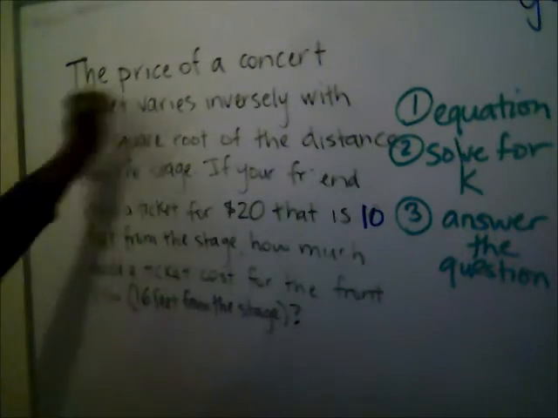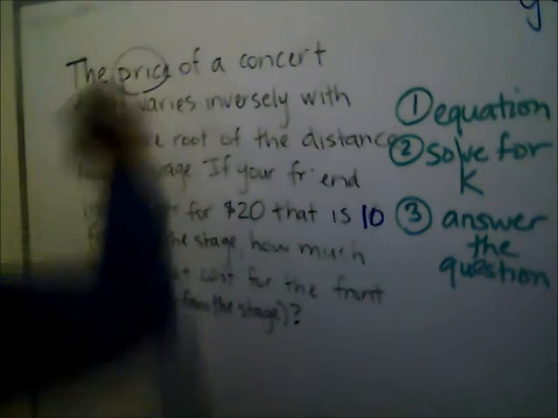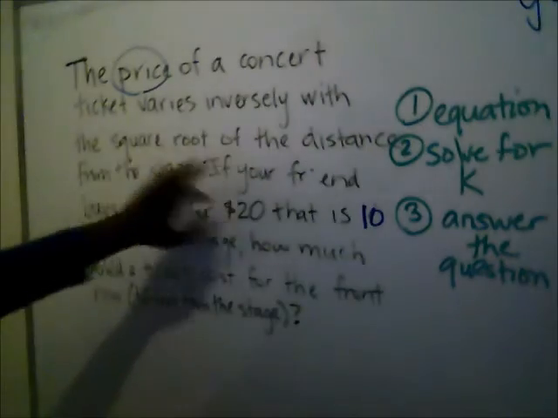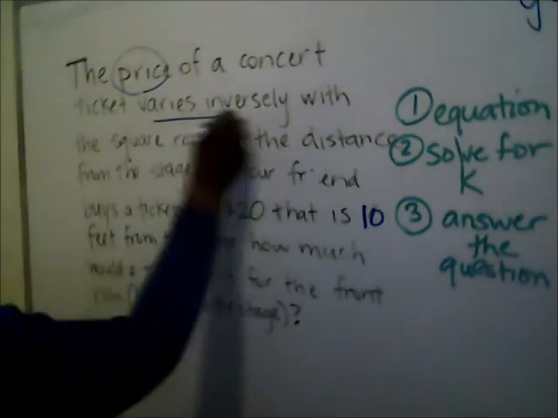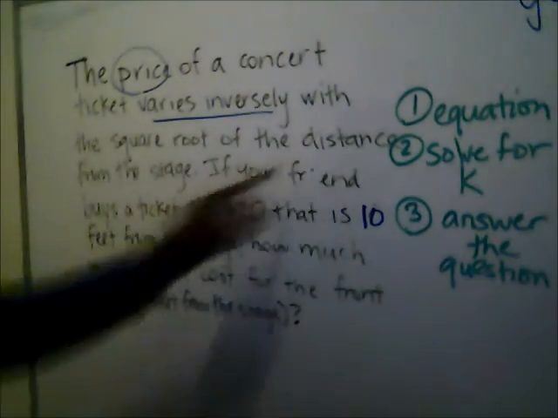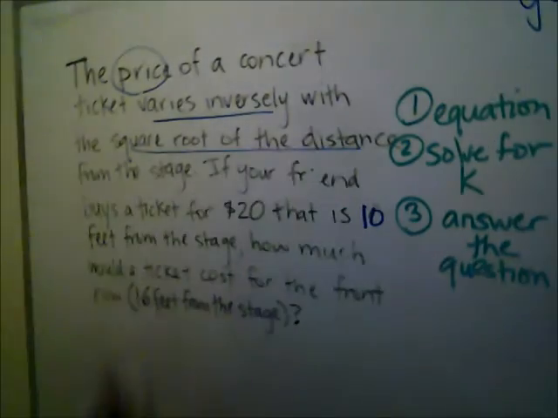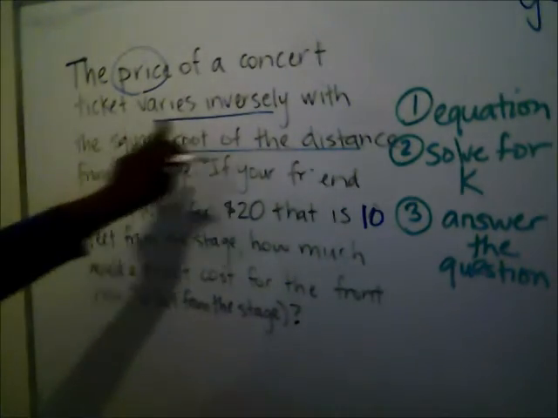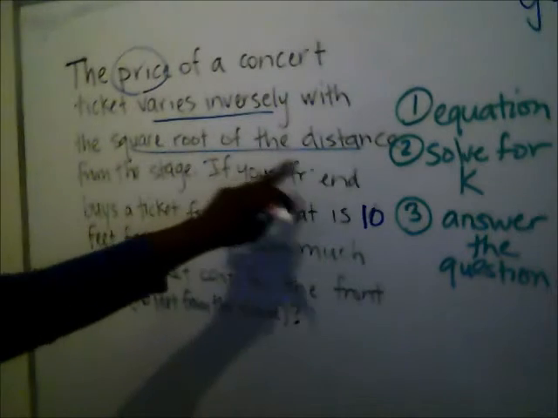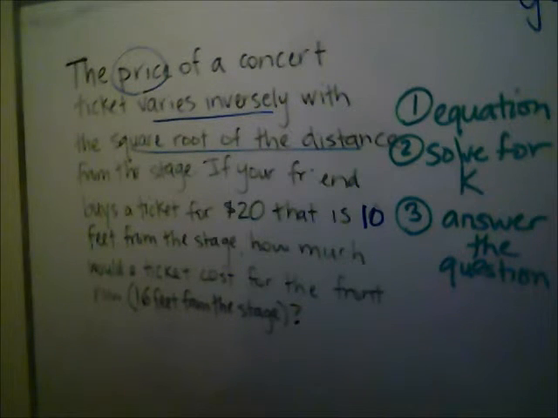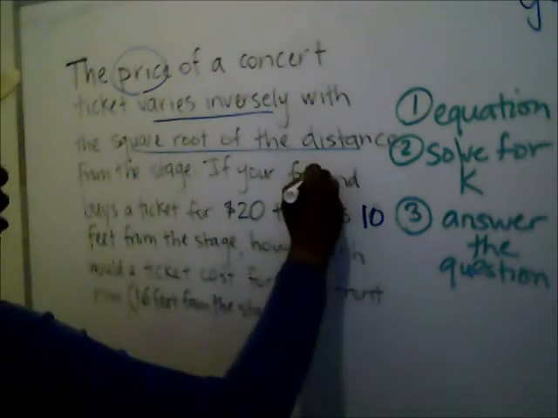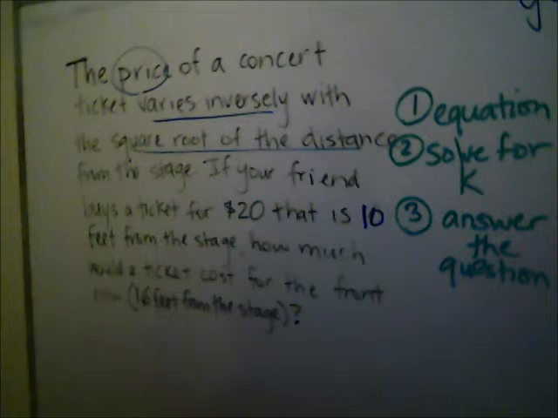Okay. So the price, this is going to be one of our variables more than likely. The price of a concert ticket varies inversely with the square root of the distance. That's going to be important later. So the price of a concert ticket varies inversely with the square root of the distance from the stage. So if your friend buys a ticket for $20 and the ticket is 10 feet from the stage, how much would a ticket cost for the front row, which is 16 feet from the stage?